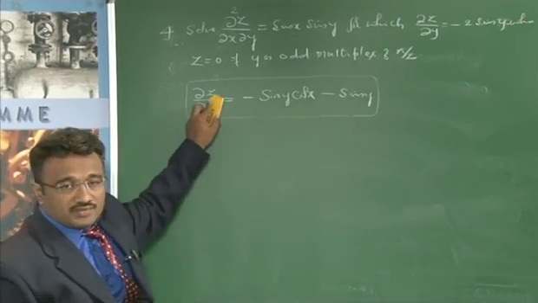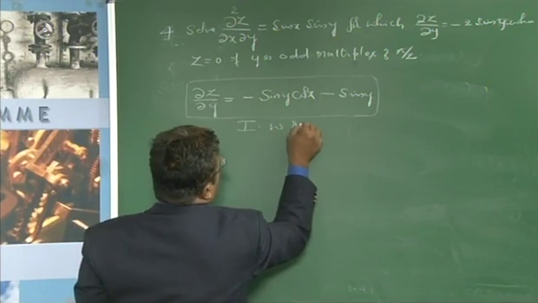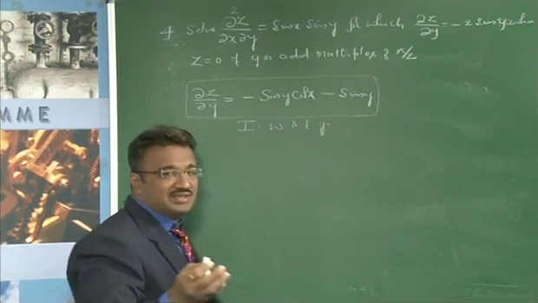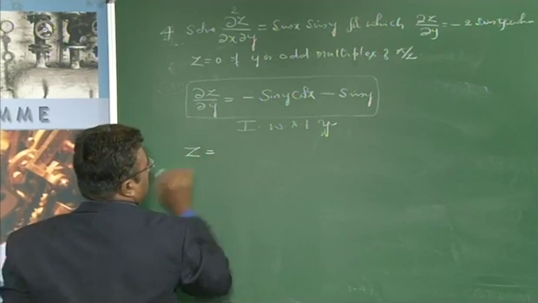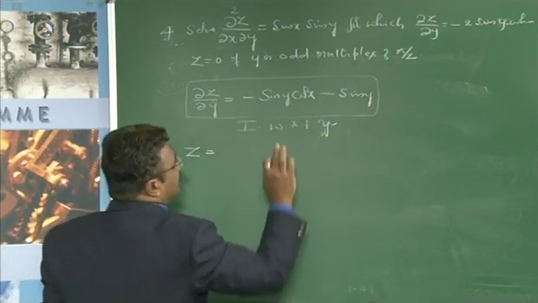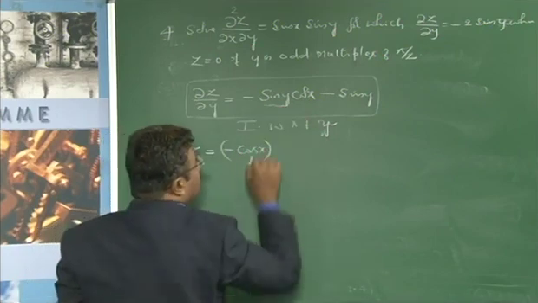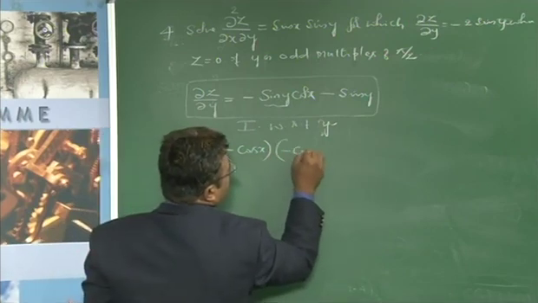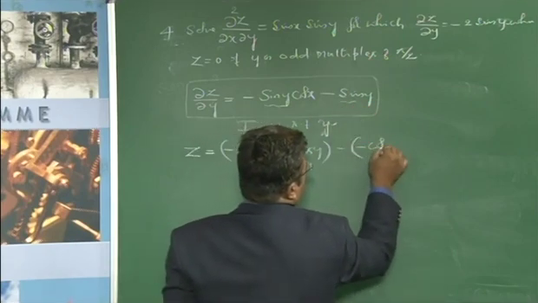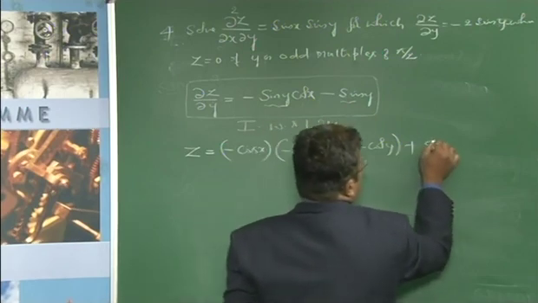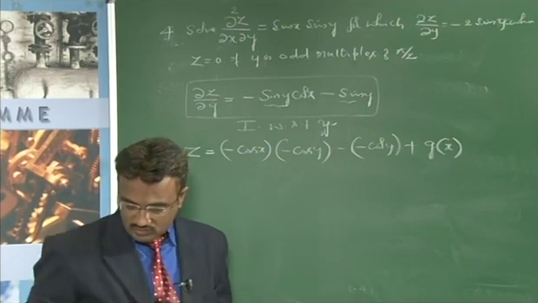Now I want z. If I want z, again I have to integrate with respect to y partially, keeping x as a constant. Now we get z equals, integration of this with respect to y: here -cos x is a constant term, and the integration of sin y with respect to y is -cos y. Again, minus is there, integration of sin is -cos y, plus some arbitrary constant, which you can simply call some g(x). Instead of a constant, we have to put here some variable.